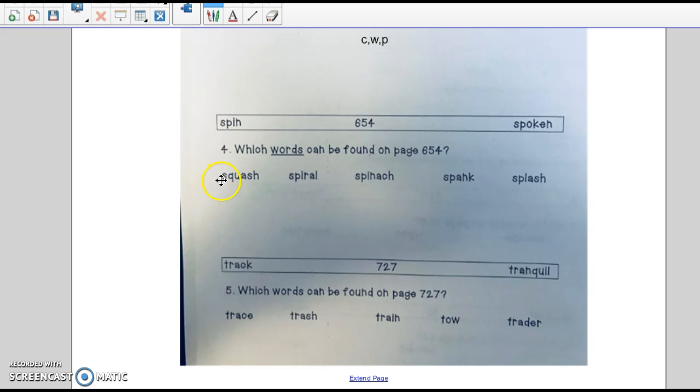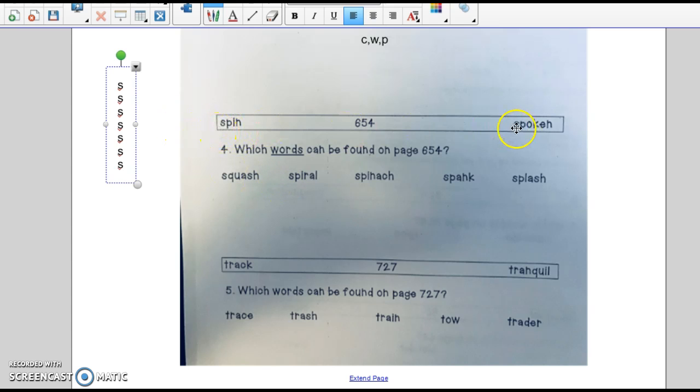Spin, spoken, squash, spiral, spinach, spank, splash. So we have a lot more words. They all begin with S, but we have 1, 2, 3, 4, 5, 6, 7 S words. They don't all have the second letter the same. Sorry, it's hard. I'm trying to hurry. 1, 2, 3, 4, 5, 6, 7 S words.